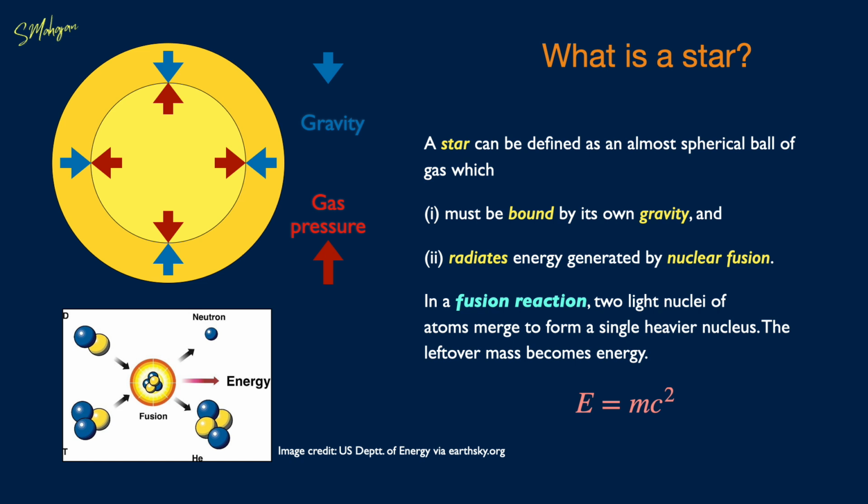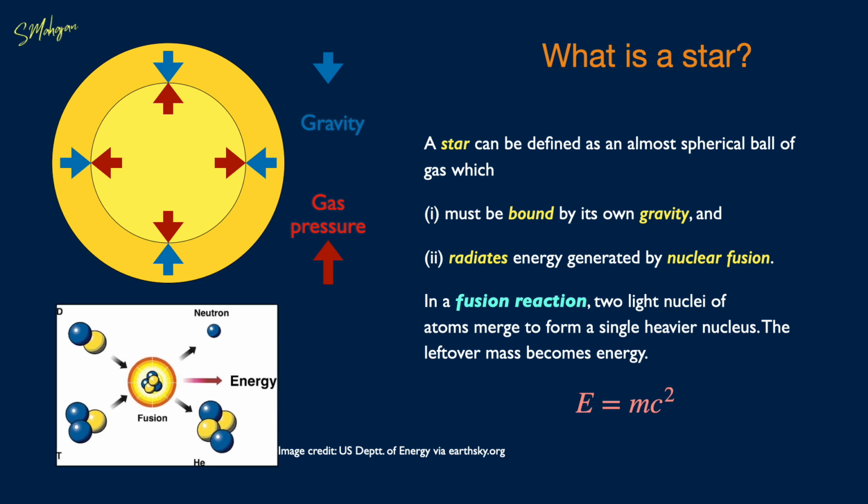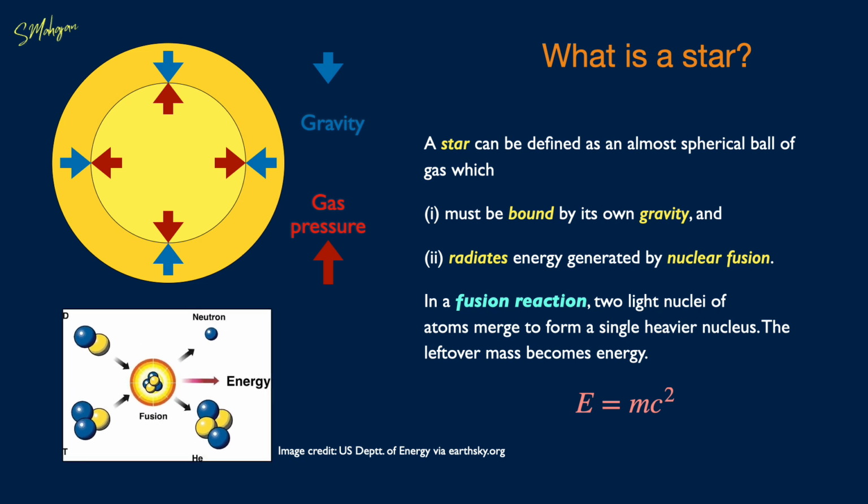We define an object as a star if it is bound by its own gravity and radiates energy generated by nuclear fusion. In a fusion reaction, two light nuclei of atoms merge to form a single heavier nucleus. The leftover mass becomes energy in accordance with Einstein's equation E is equal to mc squared. This energy output is known as nuclear energy. In fact, the reverse of this is true as well, such that a massive nucleus can split into smaller entities and release the remaining energy which bound them together.